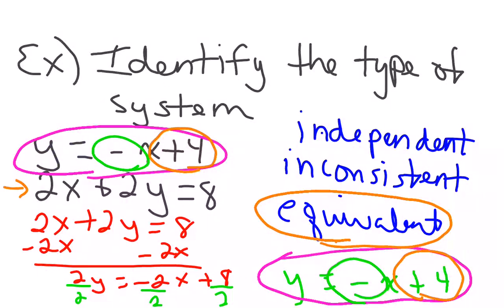Equivalent means we can see that the equations are identical. So same slope, same y-intercept. In this case, if I were to graph them, they would be directly on top of each other. So that means because they are the same line, that there are infinitely many solutions, meaning every x and every y is a solution.